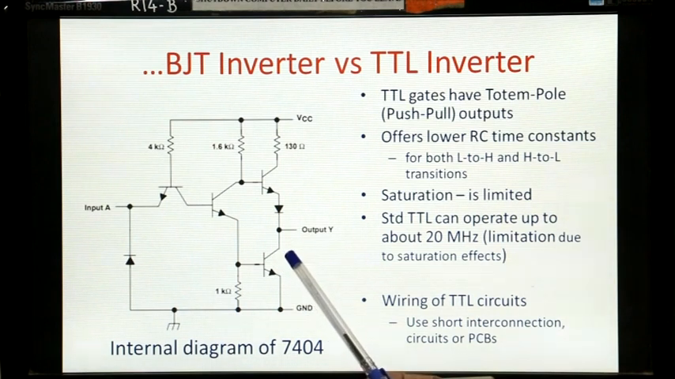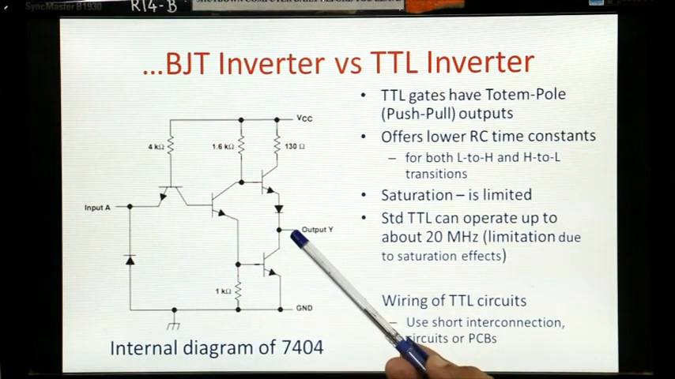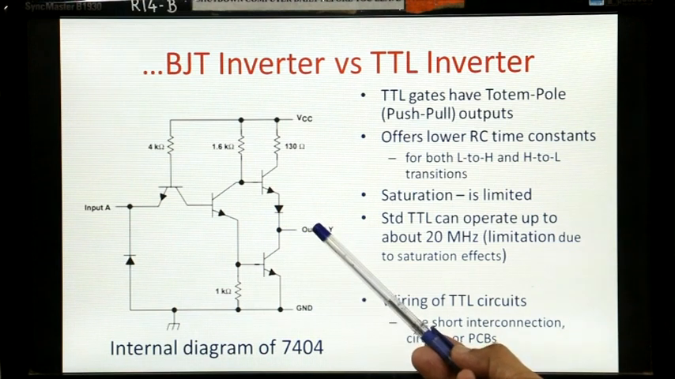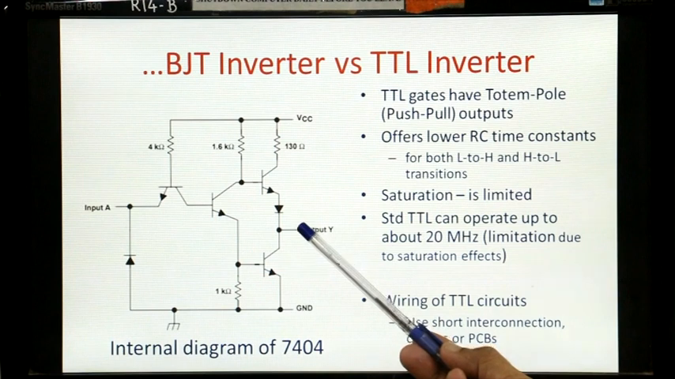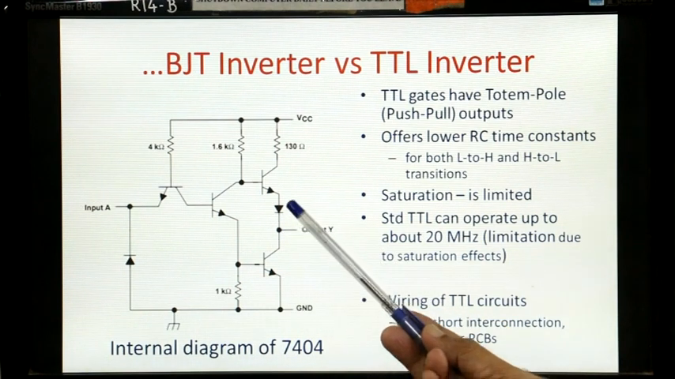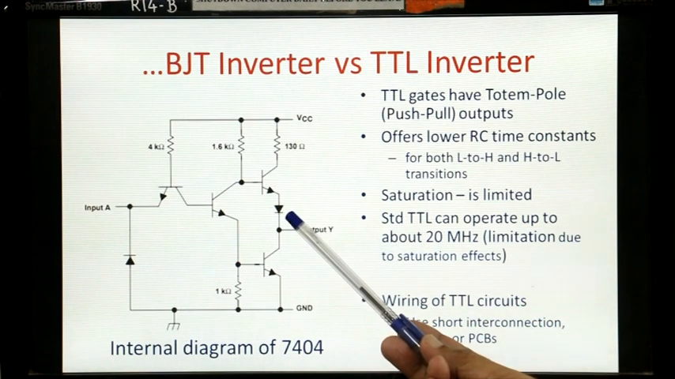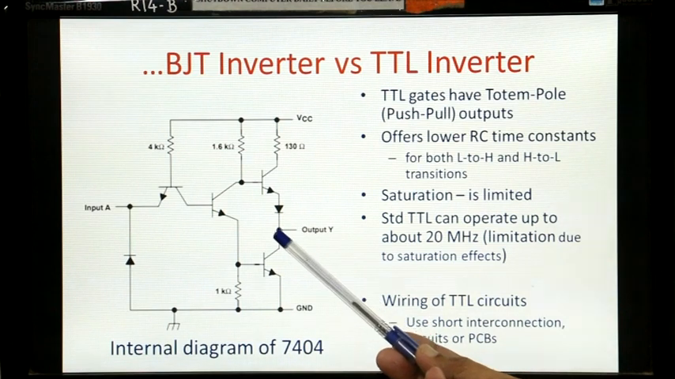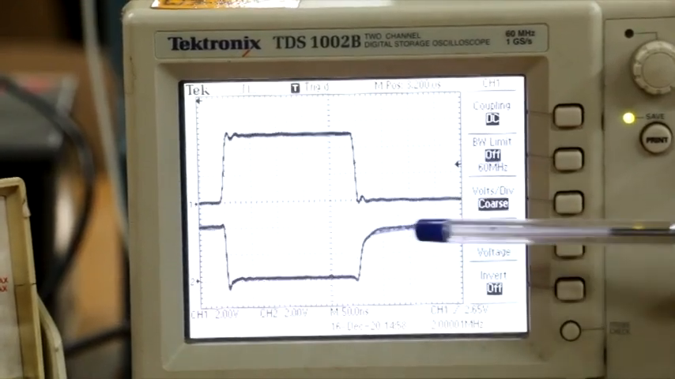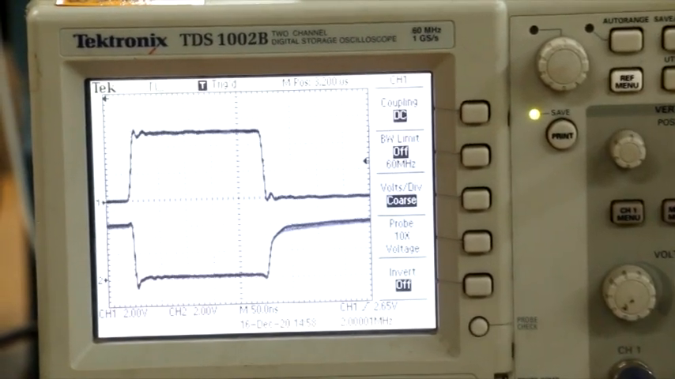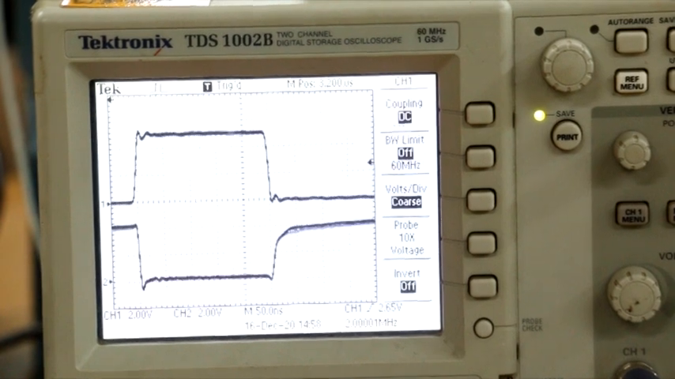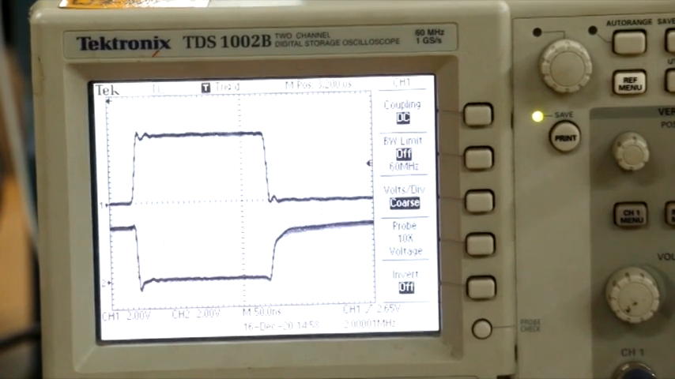But the low to high was the biggest problem in a BJT inverter. Here, when the output is going from low to high, in a BJT inverter it was across a resistor. Here, this transistor will be like an active load, which will be a very small value, and that's why you are able to see on the DSO that the low to high transition is also equally fast. This gives you an idea of the comparison between the BJT inverter and the TTL inverter, and tells you why the TTL inverter is very popular.